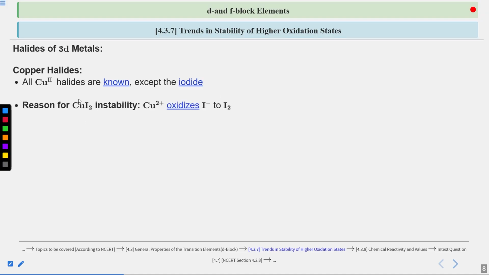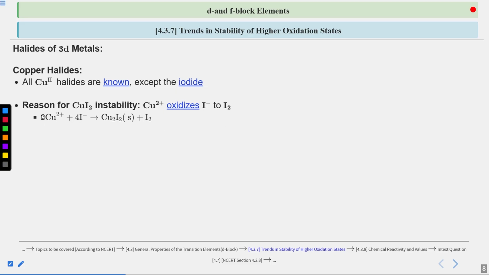And why? Because the reason for CuI2 instability is that CuI2 means the copper is having +2 oxidation state and it is copper iodide. But it is not known. Why? Because of its instability, and the reason behind that is that Cu2+ ions oxidize I- ions to I2 molecule. Okay, so when Cu2+ reacts with the iodide ion, it oxidizes the iodide ion to I2, that is the iodine molecule.